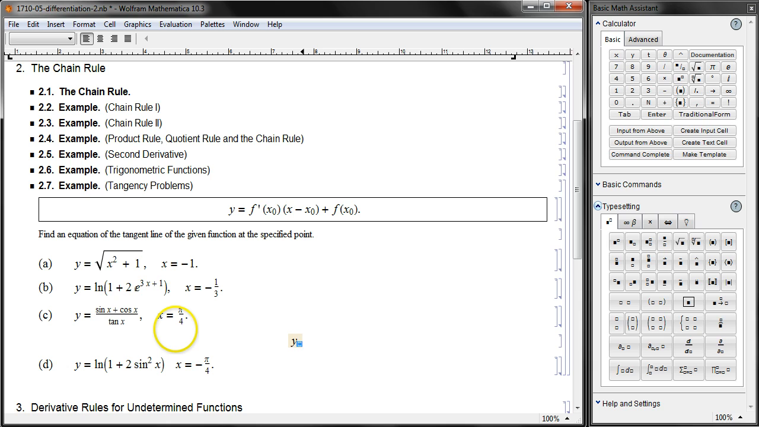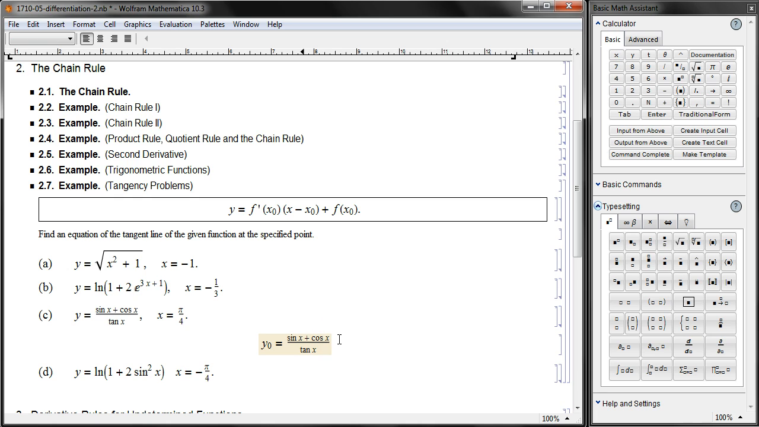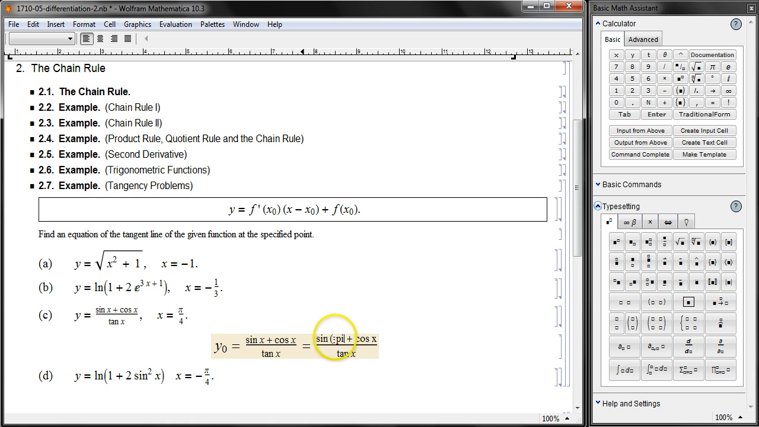First, the y coordinate. This function evaluated at pi over 4. I think I'd better have a little bit bigger font. Alright, and then in place of x, I'm going to put pi over 4, also pi over 4.